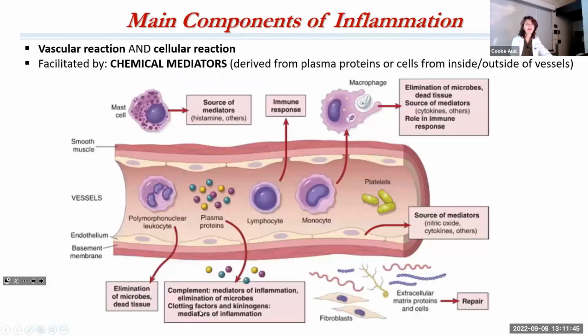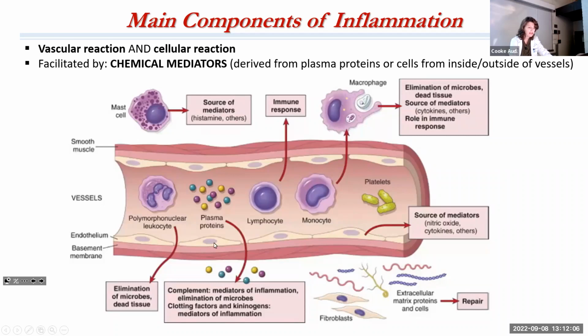Now, I mentioned vascular reaction and cellular reaction, and this is another picture that shows you more detail about these said chemical mediators and vascular reaction and cellular reaction. And if you look here at this picture, you'll see a mast cell, which is a source of mediators, a macrophage, which is also a source of mediators. And there's another source of mediators.